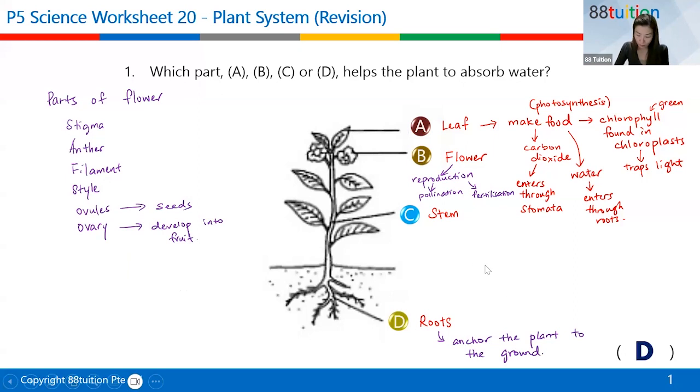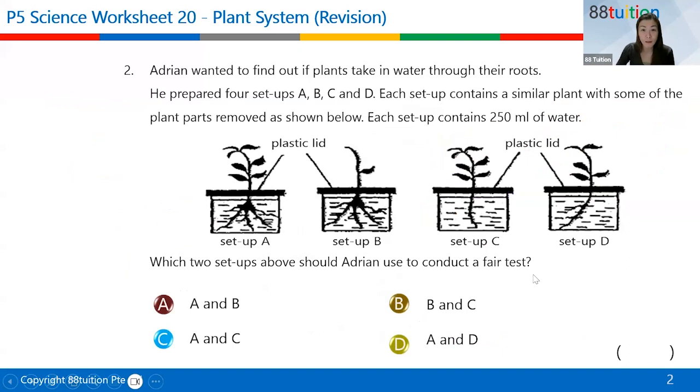So Giselle, remember to annotate until I tell you to do so. Thank you. Now, question 2, Adrian wanted to find out if plants take in water through their roots. So he prepared 4 setups, A, B, C, and D. Each setup contains a similar plant with some of the plant parts removed, and each setup contains 250 ml of water. Which 2 setups above should Adrian use to conduct a fair test?